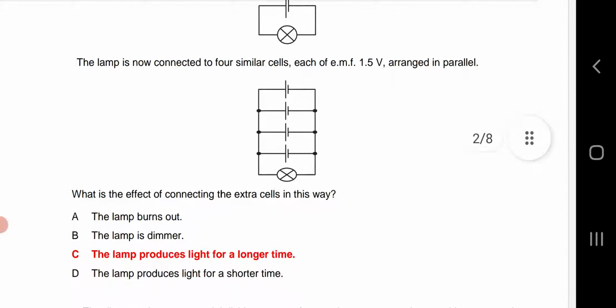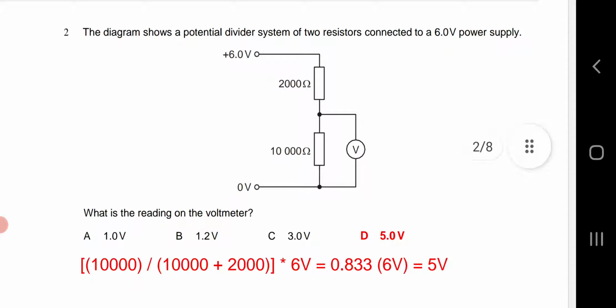Okay, question number 2. The diagram shows a potential divider system of two resistors connected to a 6 volt power supply. What is the reading on the voltmeter? To solve this question, we have to find the voltage across the 10,000 ohm resistor. Two resistors are connected in series and 6 volt is the input voltage.